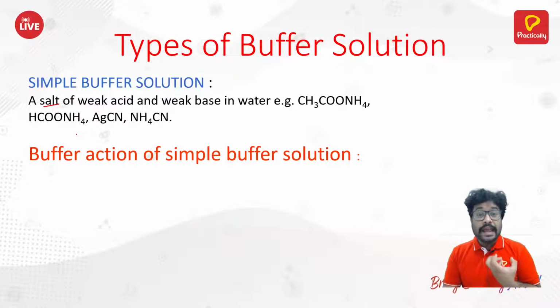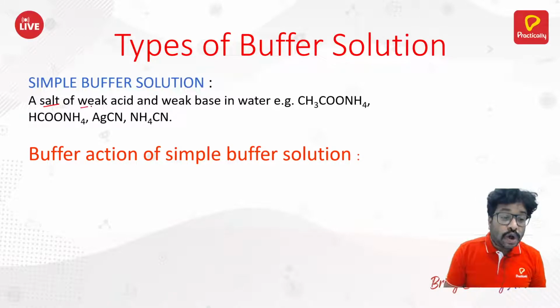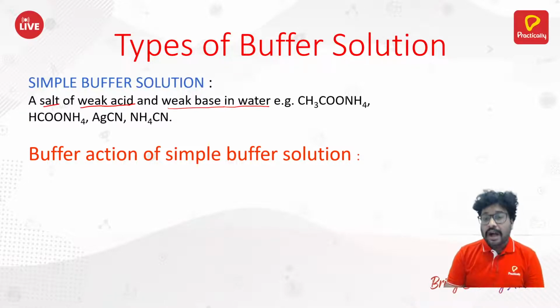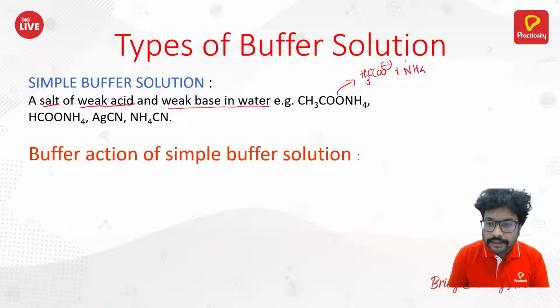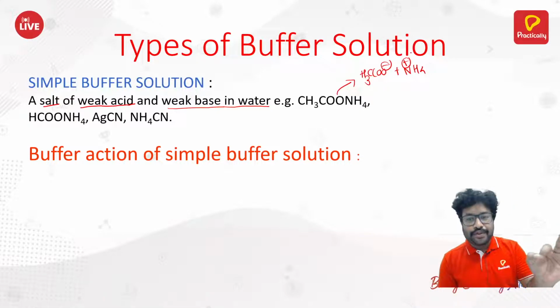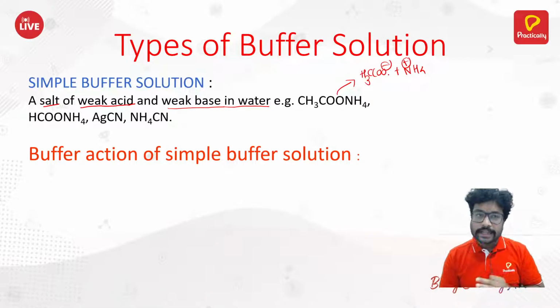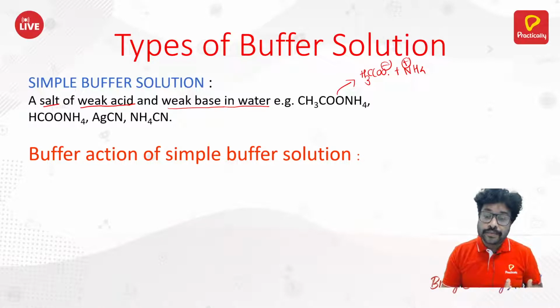I would rather say it's a mixture of a salt of a weak acid and a weak base in water. For example, ammonium acetate. See, this is the salt. If you take this salt, what would it give you? It would give you CH3COO minus plus NH4 plus. Now, where do you think CH3COO minus, or acetate ion, came from? Or where do you think NH4 plus came from?